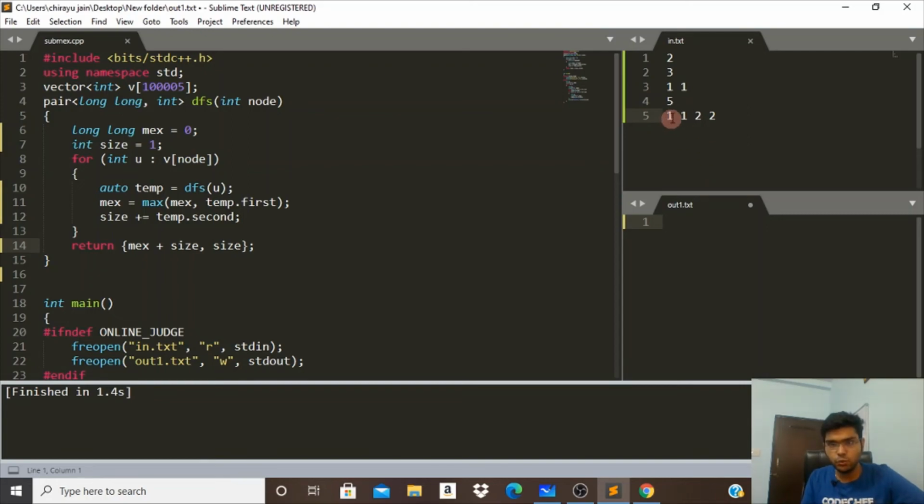The parent node of 2 is 1, the parent node of 3 is 1, right? And similarly, the parent node of 4 is 2 and the parent node of 5 is also 2, right? So these are the things. This is how the test cases are working.